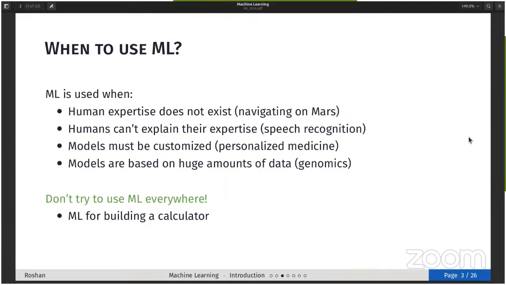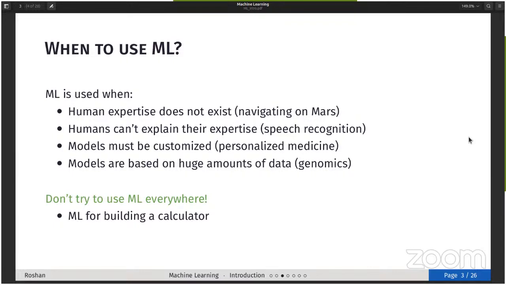And the fourth aspect is when there are huge amounts of data. We humans can't go through lots of data and come to a conclusion. So that's why we need these machine learning models. Let's say in the example of ChatGPT, it has been trained on huge amounts of data that we can't even imagine. And then it comes to a conclusion based on patterns in the data.